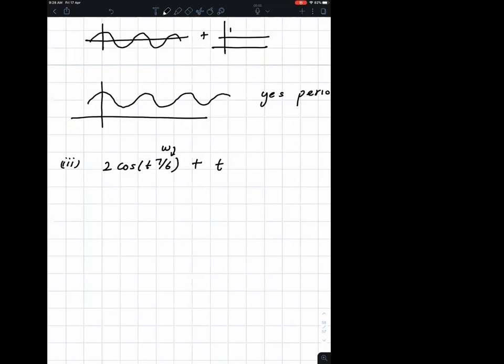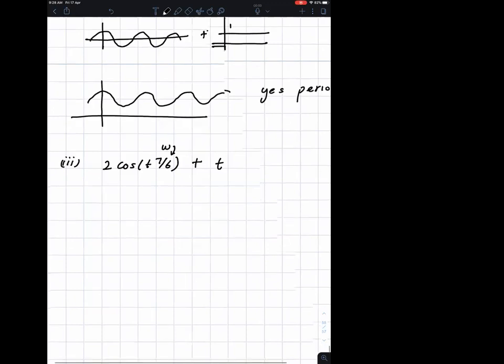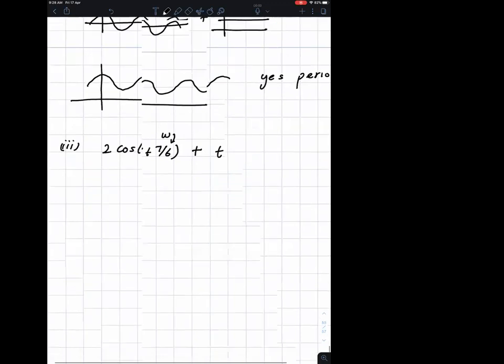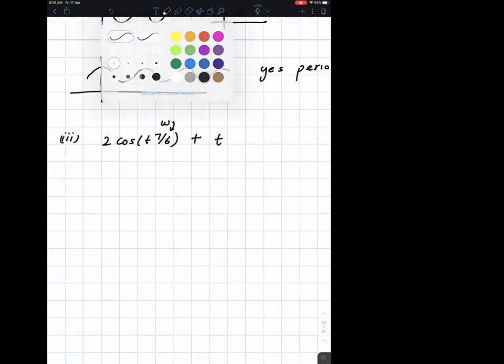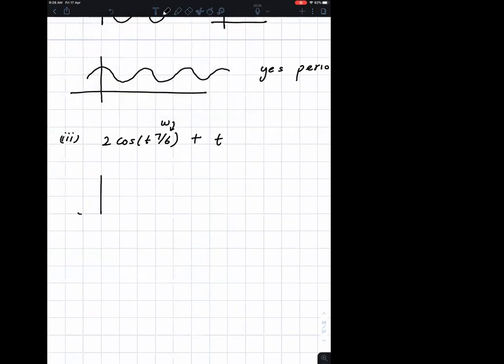Okay, is this periodic or not? Geethan? Periodic. Why do you say that? If you're not sure, guys, all you have to do is sketch it.